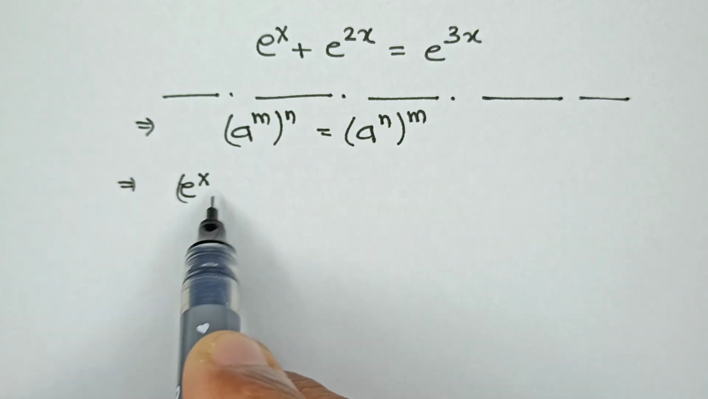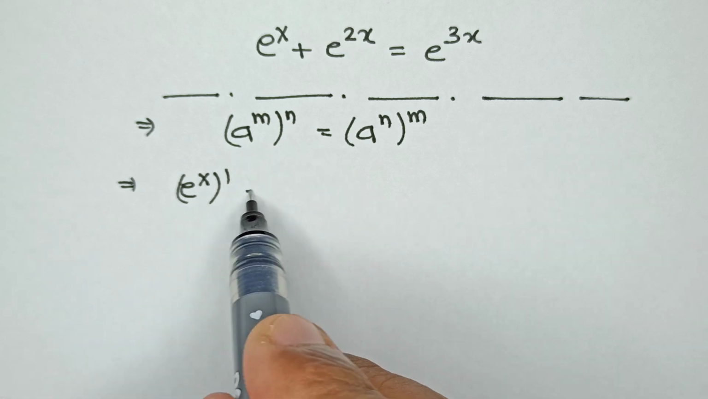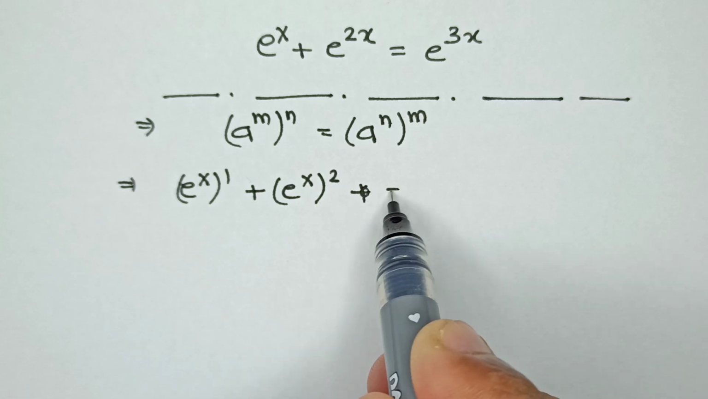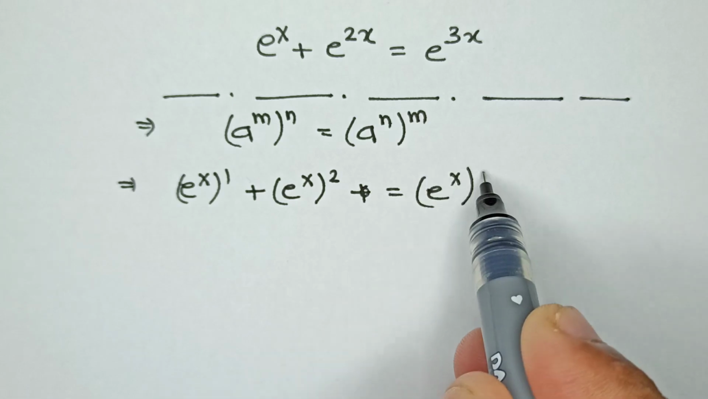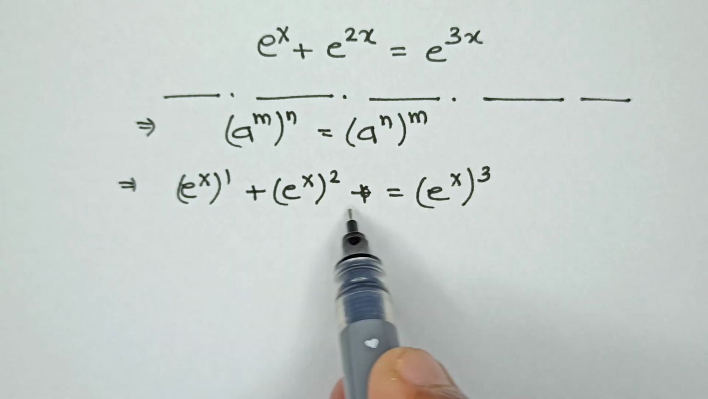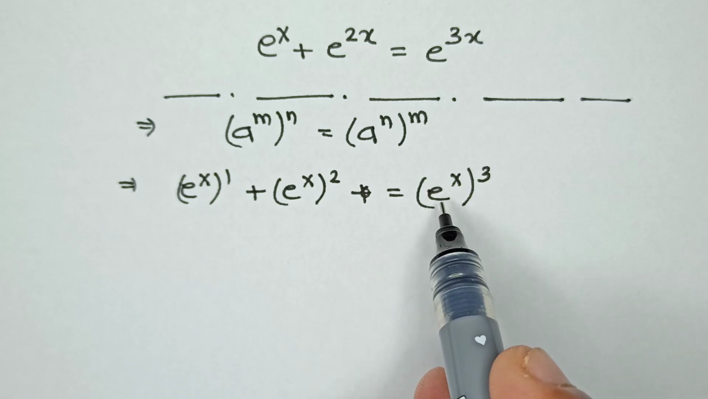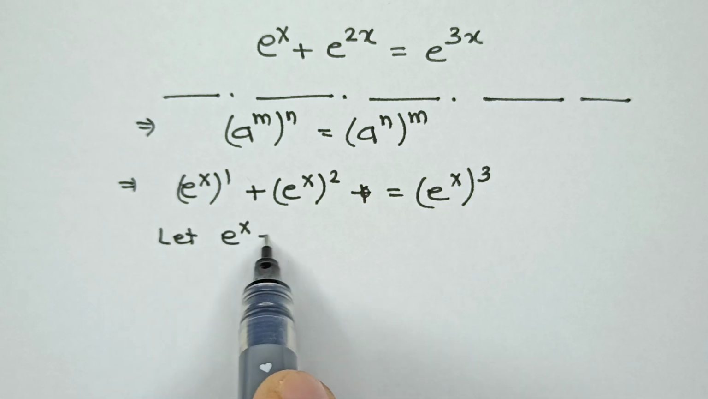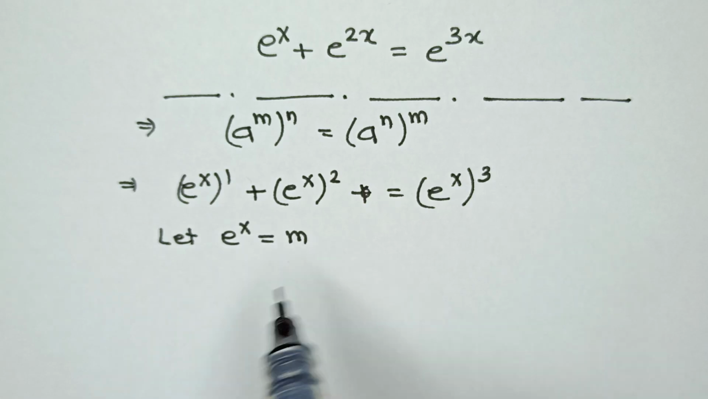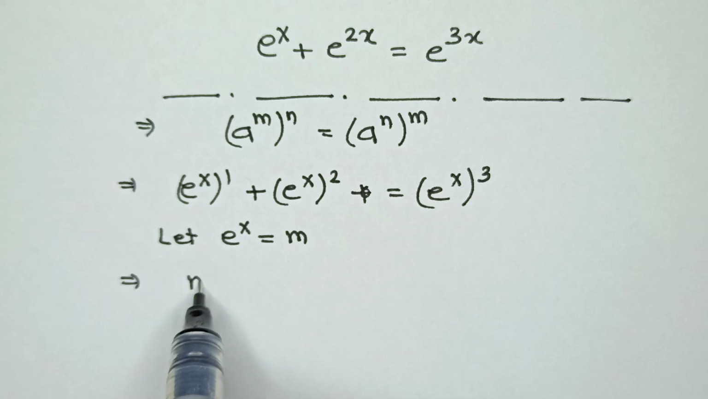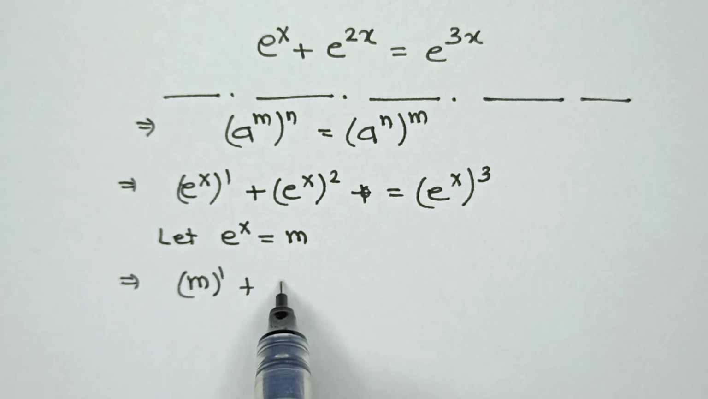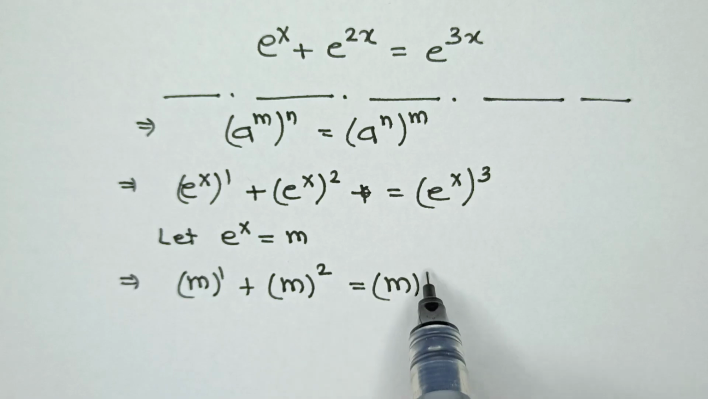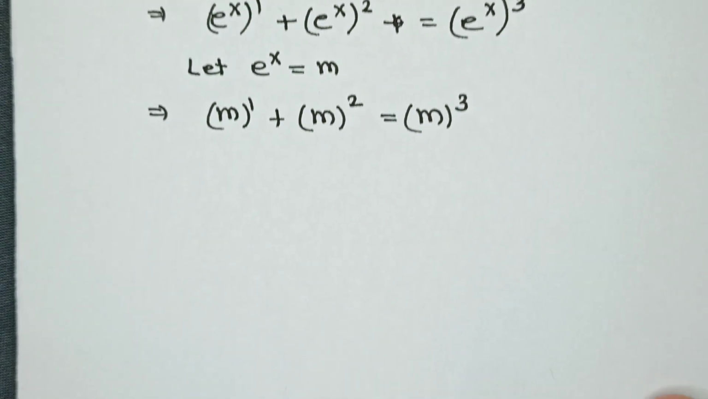So this can be written as e raised to the power x whole power 1 plus e raised to the power x whole power 2, and this is equal to e raised to the power x whole power 3. Now you see there is a placement of three exponents of the same nature. So let us suppose that the value of e raised to the power x is equal to m. The first term would be m raised to the power 1, then m raised to the power 2, and this is equal to m raised to the power 3.